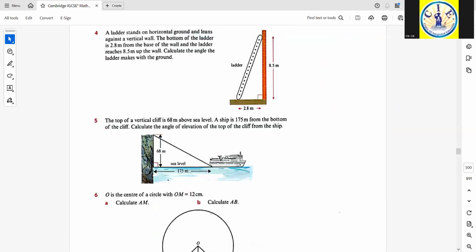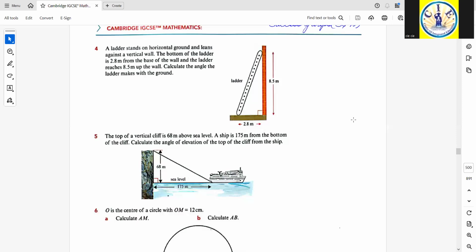Okay, now I proceed to question number 4. A ladder stands on a horizontal ground and leans against a vertical wall. The bottom of the ladder is 2.8 meters from the base of the wall, and the ladder reaches 8.5 meters up the wall. Calculate the angle the ladder makes with the ground. This is the ground and this is the angle we need to find out.